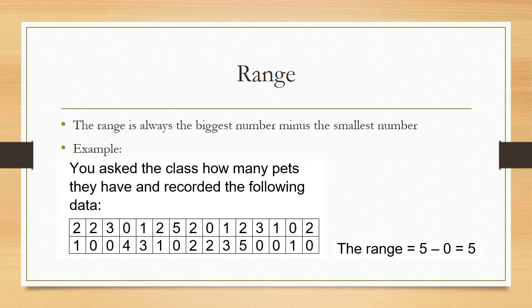And the last one, such an easy one, the range. It's always the biggest number that you can see minus the smallest number. So over here, if you have a look, the biggest number that you can find there is 5, and the smallest one is 0. So 5 minus 0 is 5. So the range of the number of pets that the students had was 5 pets.